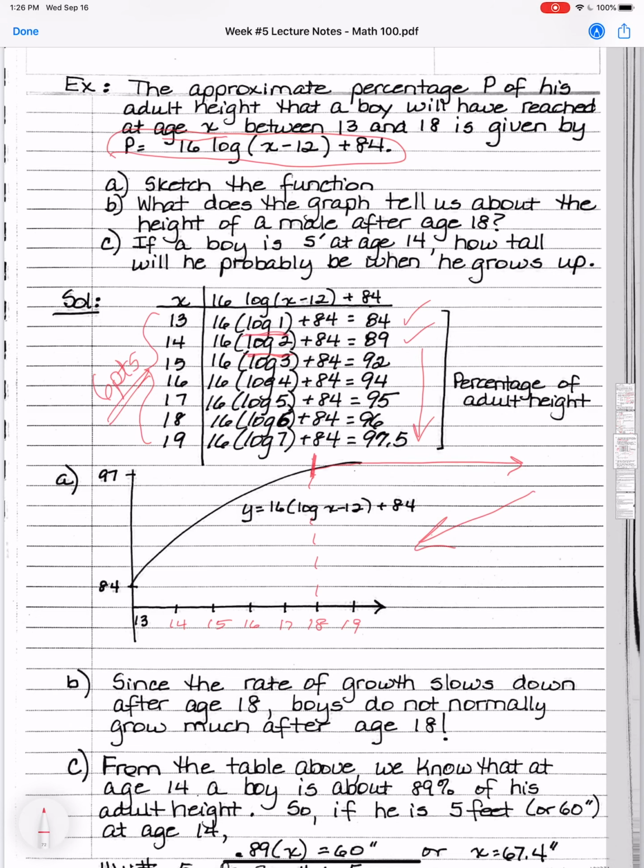And then it says if the boy is 5 feet at age 14, how tall will he probably be when he grows up? Well, we can put in 5 feet for age 14. And we know that from 12 to 14 is 2 years later. Then we can calculate how tall he will end up being. And he's at about 89% of his height at age 14.